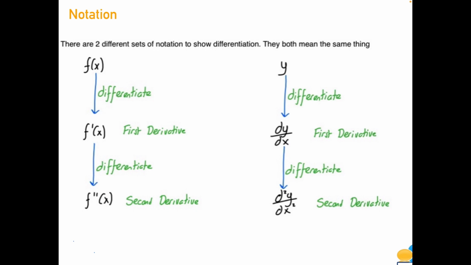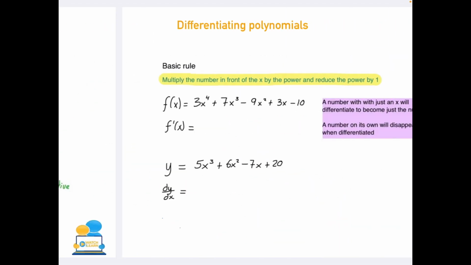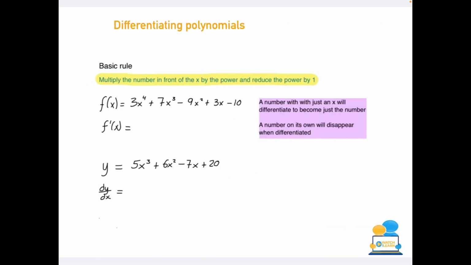Okay, these both mean the same thing. Depending on how complicated the question is, sometimes I'll just use one rather than the other, but you can switch between them. So f of x goes to f dash x when we differentiate it, and y goes to dy over dx when we differentiate it. Okay, but the rules are going to be the same. We're just going to see this notation written down throughout the rest of this video.